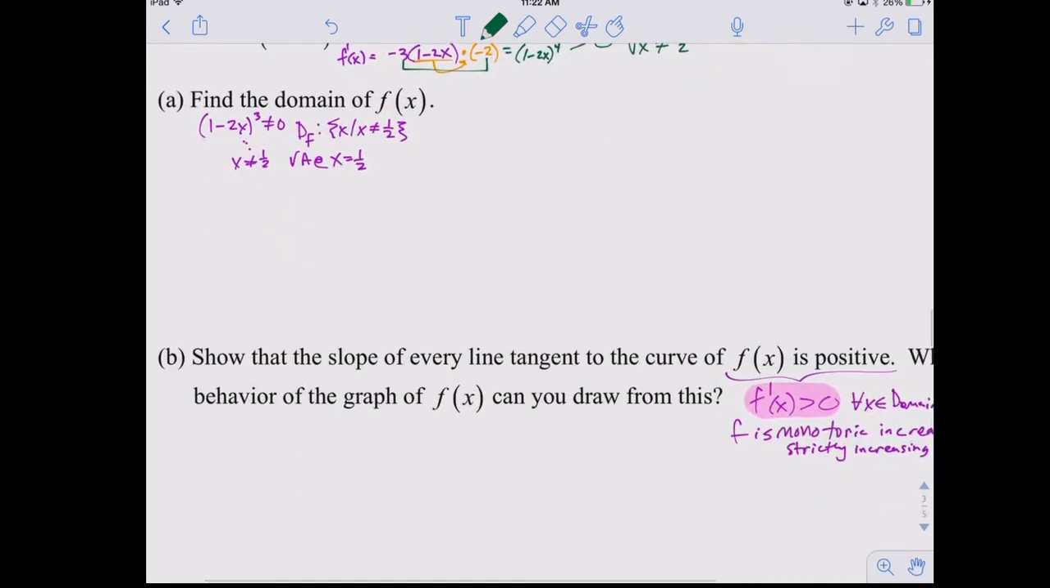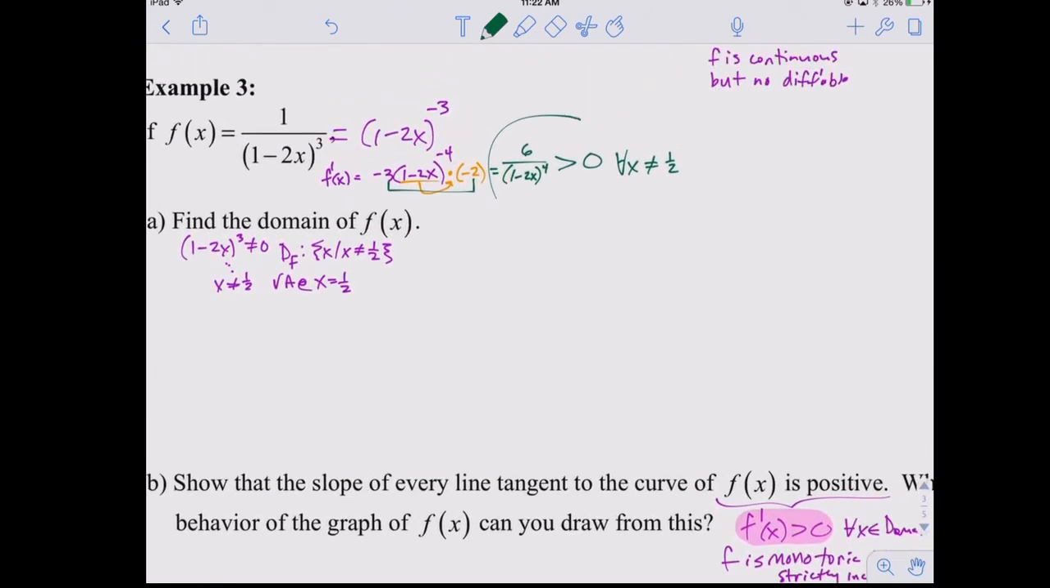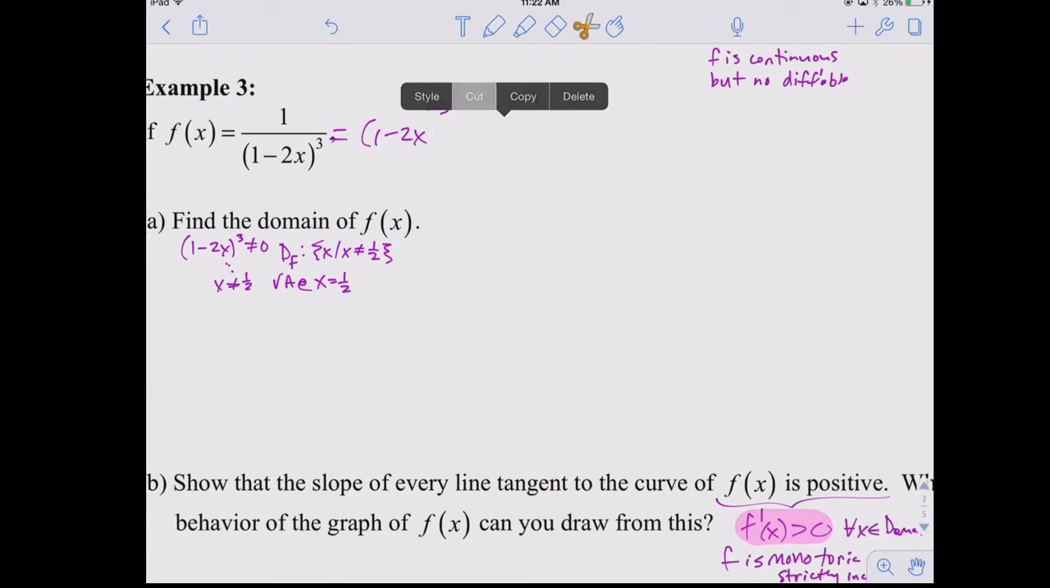Okay, so that's essentially the work that we would show down here on part B. And that's all you'd have to show.